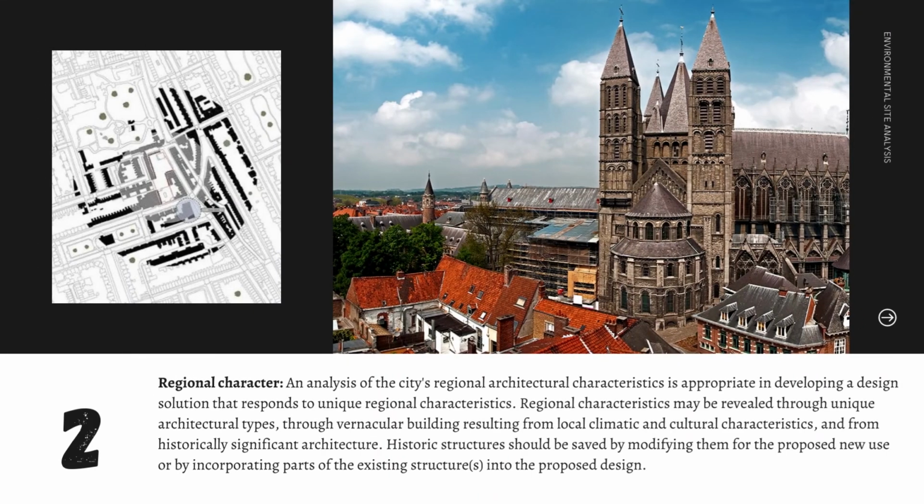Second is the regional character. An analysis of the city's regional architectural characteristics is appropriate in developing a design solution that responds to unique regional characteristics. Regional characteristics may be revealed through unique architectural types, through vernacular buildings resulting from local climatic and cultural characteristics, and from historical significant architecture. Historic structures should be saved by modifying them from the proposed new use or by incorporating parts of the existing structures into the proposed design.